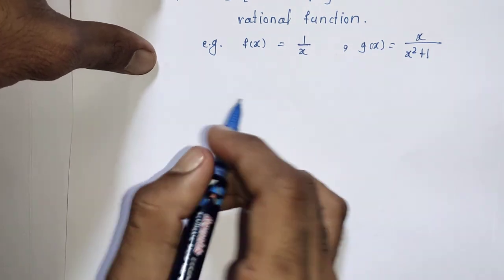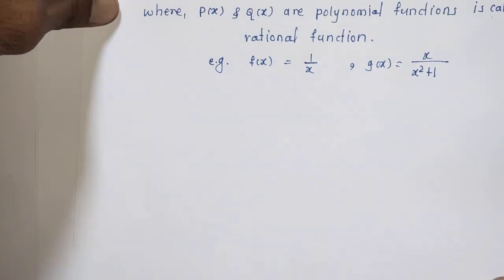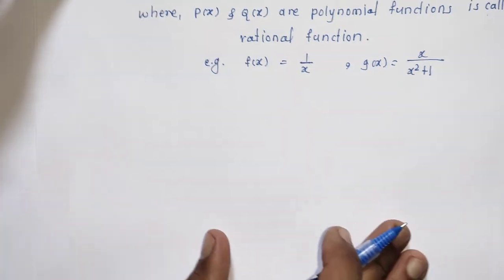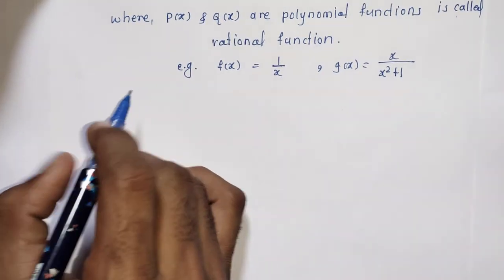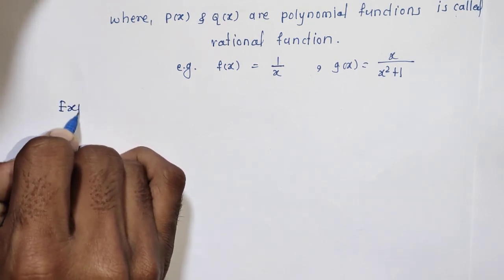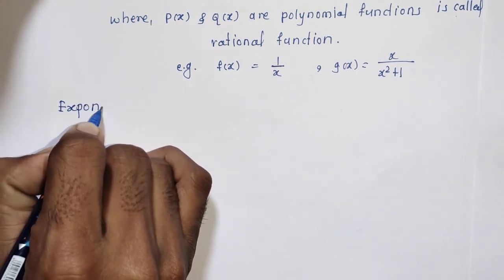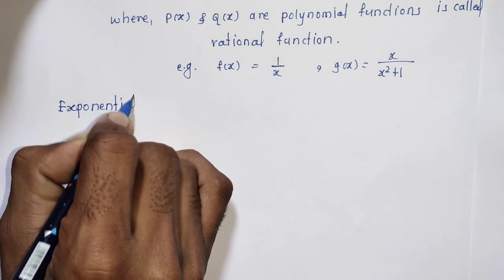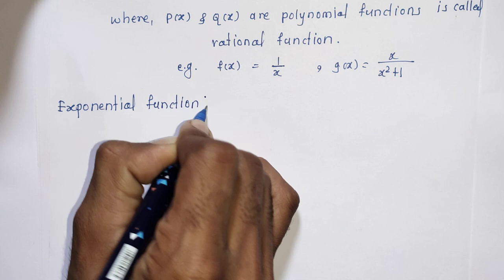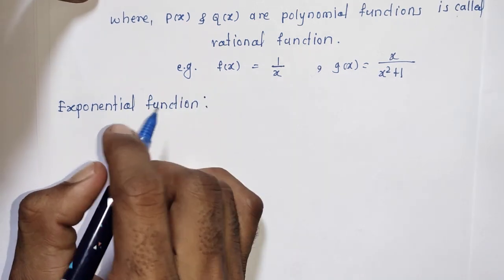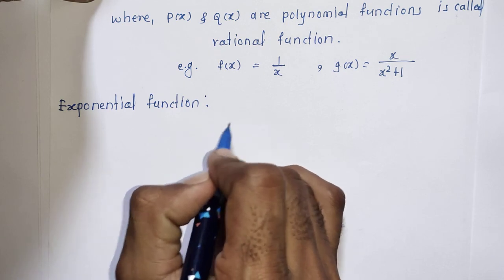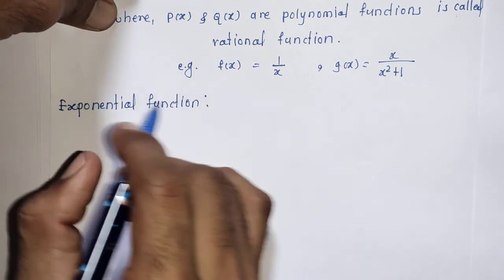Now the next definition is the exponential function. The function of the form b raised to x is called an exponential function.